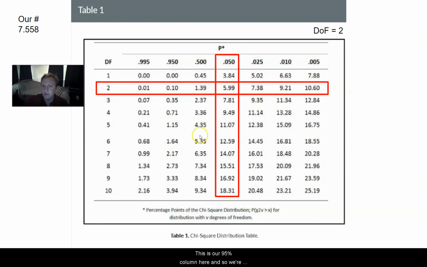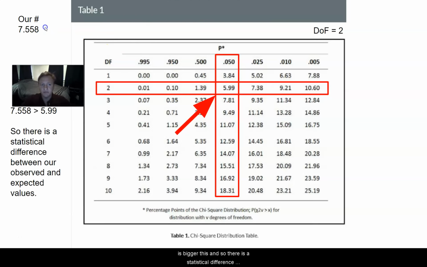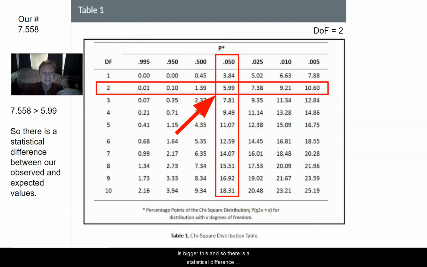So this is our 95% column here, and we're looking at this number. And our question is, is the number that we calculated bigger than this, or is it smaller than this? And here's our number up here in the top left. Our number is bigger than this. And so there is a statistical difference between our observed and our expected values.